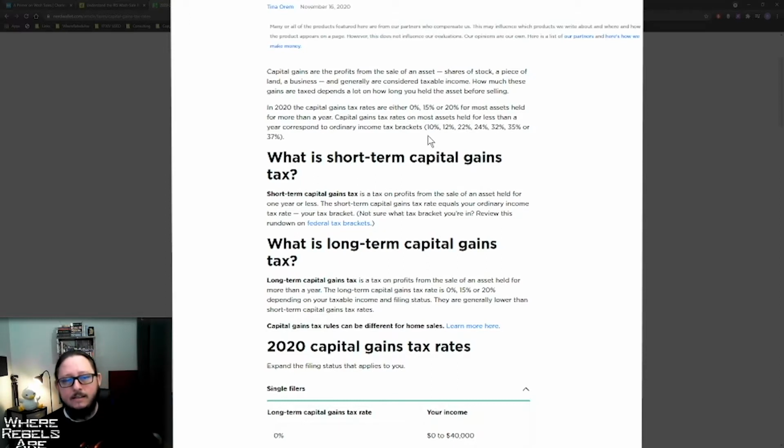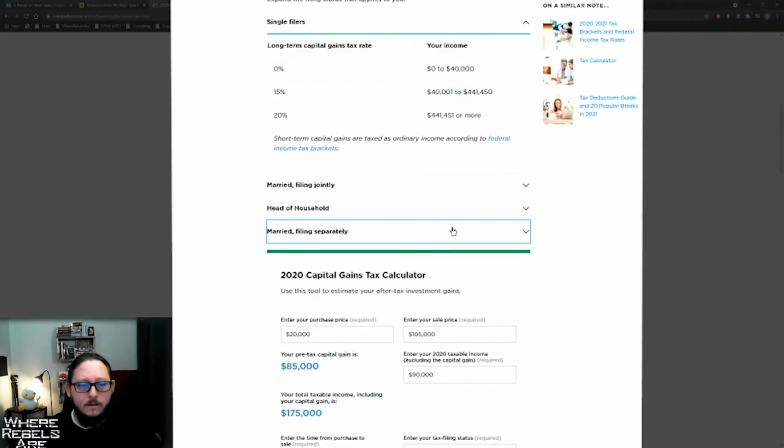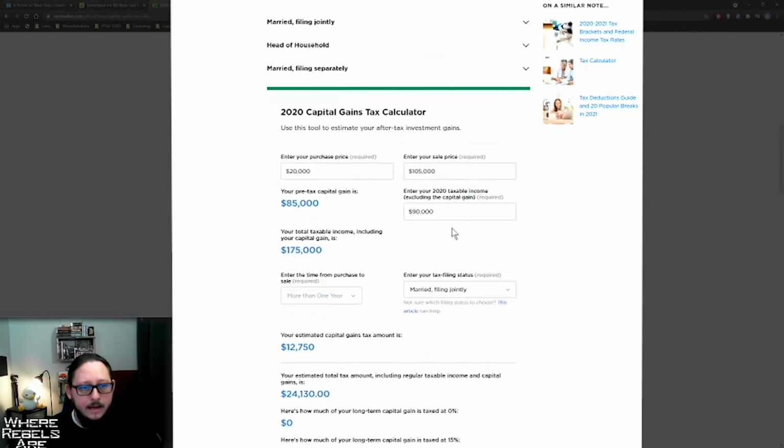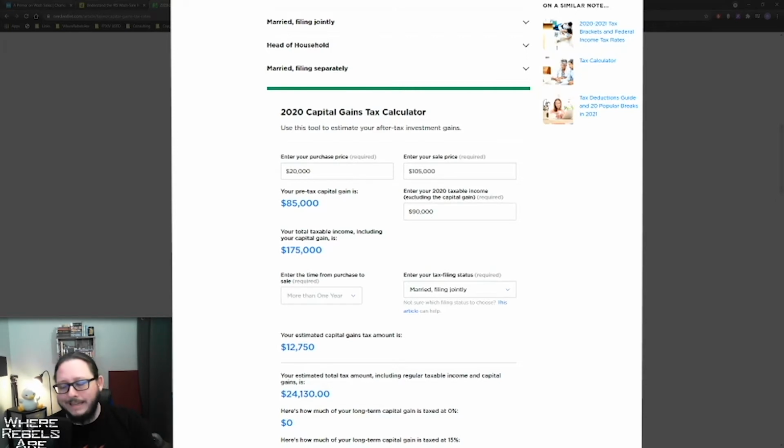And understand that capital gains can influence your overall income. So we're going to talk a little bit in detail on that when you're filing. Here's a nice little calculator. So like I said, NerdWallet's not sponsoring this video, but I will link to their site so that you can play around with this calculator.